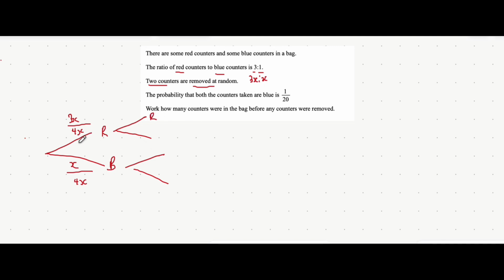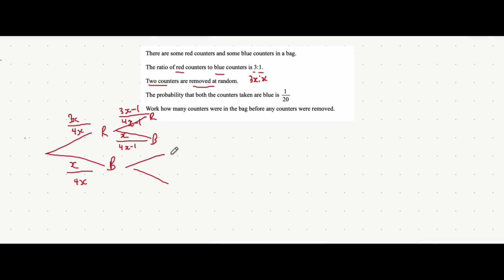Now, if you pick a red counter, because we're assuming that we don't put the red counter back in the bag, the total number of red counters is going to go down by 1. So instead of 3x, we're going to have 3x minus 1 red counters. And also, the total number of counters is going to go down by 1. So instead of 4x, we're going to have 4x minus 1 counters. However, if you pick a red counter, the number of blue counters stays unchanged. So there's still going to be x amount of blue counters. It's only the total amount of counters that's going to go down by 1 because you picked a red counter out.